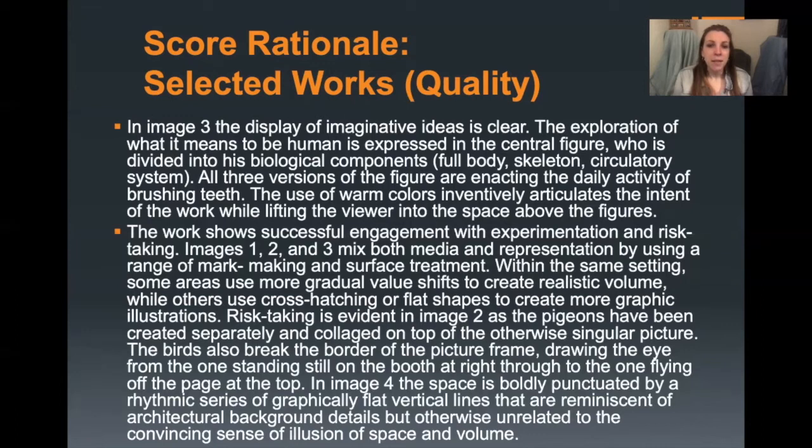Images 1, 2, and 3 mix both media and representation by using a range of mark making and surface treatment. Within the same setting, some areas use more gradual value shifts to create realistic volume, while others use cross-hatching or flat shapes to create more graphic illustrations. Risk taking is evident in image 2, as the pigeons have been created separately and collaged on top of the otherwise singular picture. The birds also break the border of the picture frame, drawing the eye from the one standing still on the booth at the right through to the one flying off the page at the top. In image 4, the space is boldly punctuated by a rhythmic series of graphically flat vertical lines that are reminiscent of architectural background details, but otherwise unrelated to the convincing sense of illusion of space and volume.